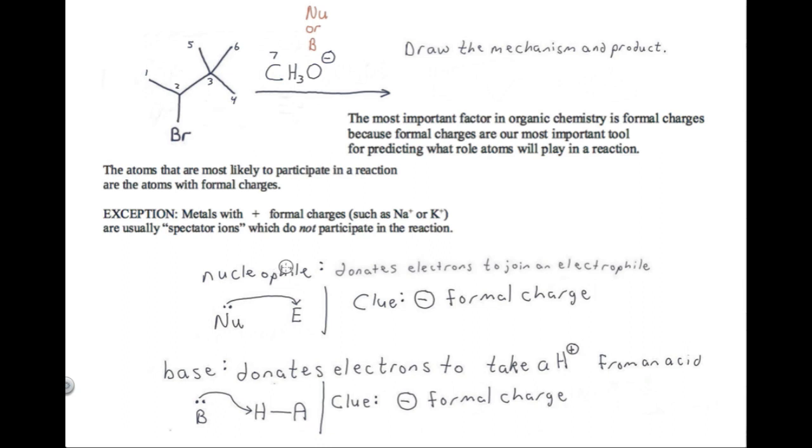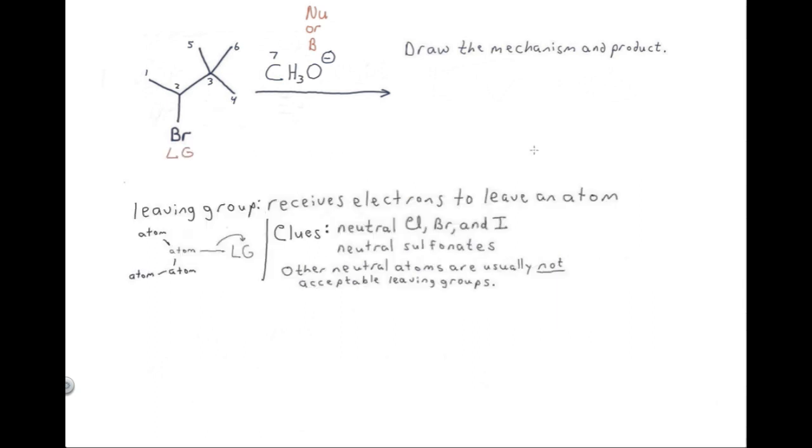Remember, both a nucleophile and a base are electron donors. So a negative formal charge can make an atom want to behave either as a nucleophile or as a base. Now, what other atoms do we expect to participate in the reaction, and what role do we expect those atoms to play? Well, you should have memorized that neutral chlorine, neutral bromine, and neutral iodide are good leaving groups. So we expect this neutral bromine to play the role of leaving group.